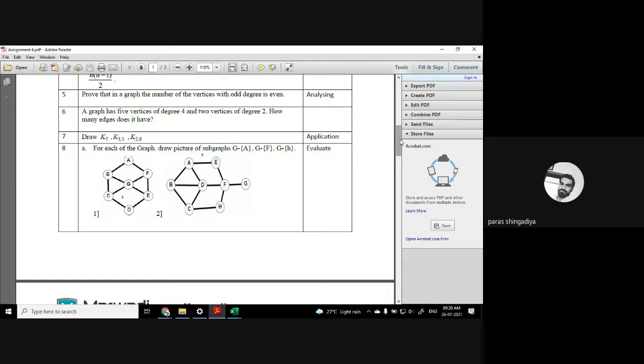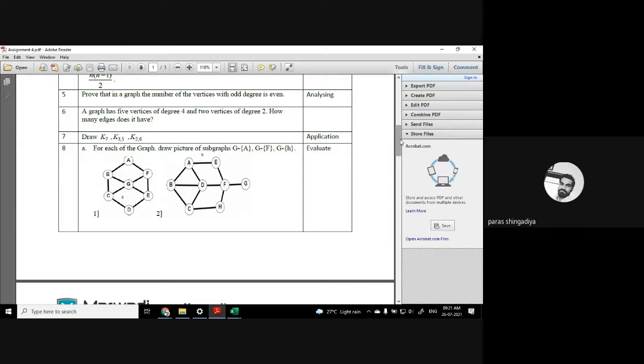Okay, so draw the graph of K7. It's very easy. First plot the 7 vertices here in any form, and then connect all the vertices by edges, and each and every vertex should be connected to each other. It means we need to verify the graph after drawing.